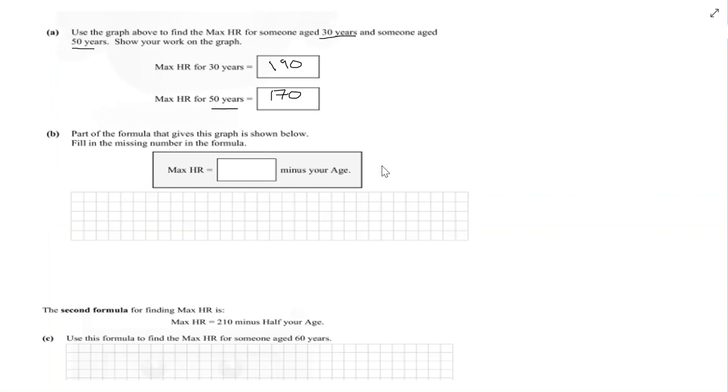Now this is what they're asking you to do here. Okay, so they're saying part of the formula that gives this graph is shown below. Fill in the missing number in the formula. So what it's saying is the maximum heart rate is equal to some value minus your age. So we have to try and think about what is the value that you're putting in here in order to get the heart rate. So what number?